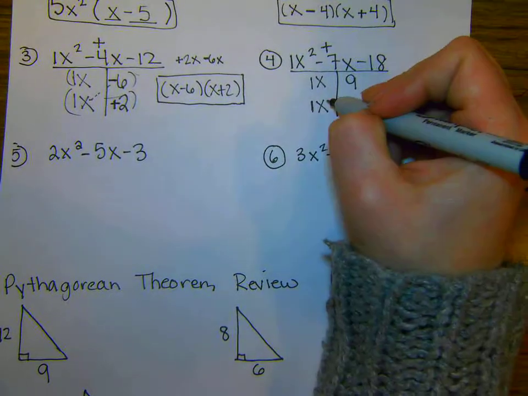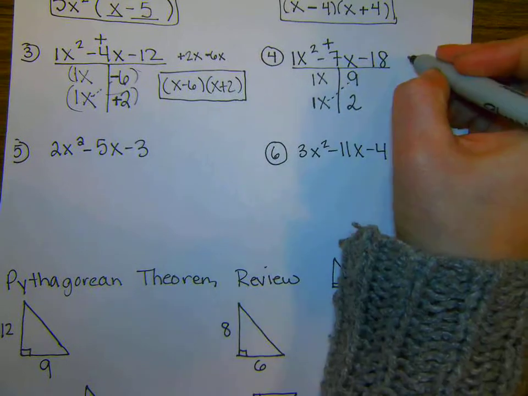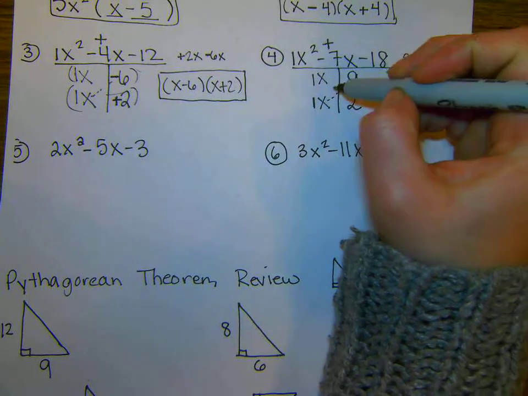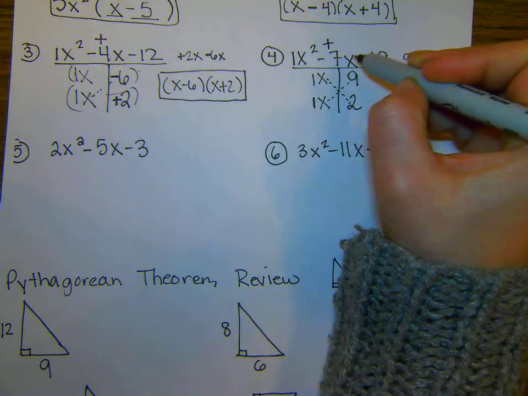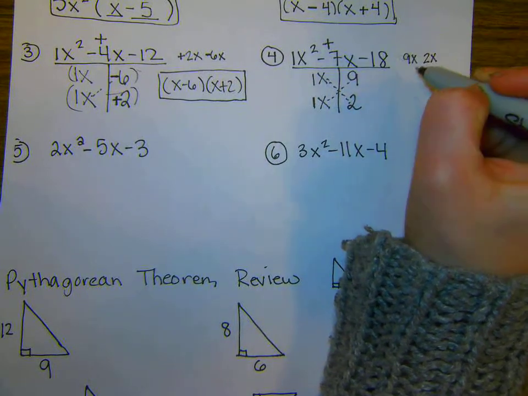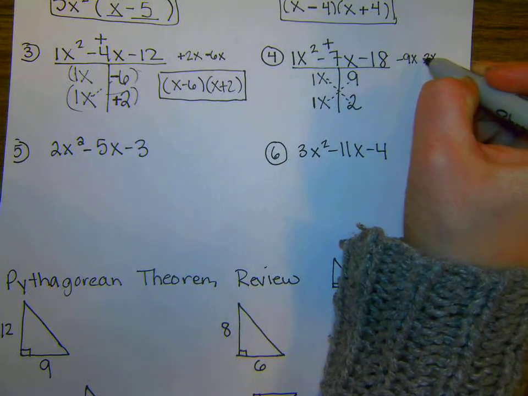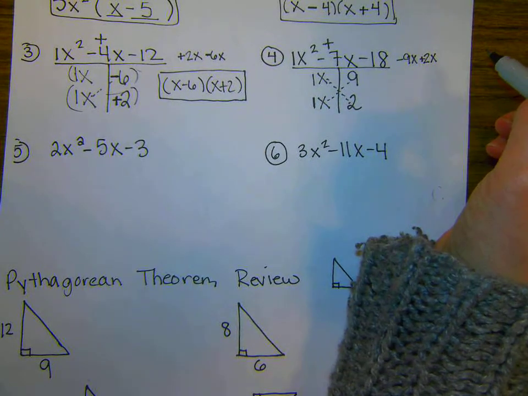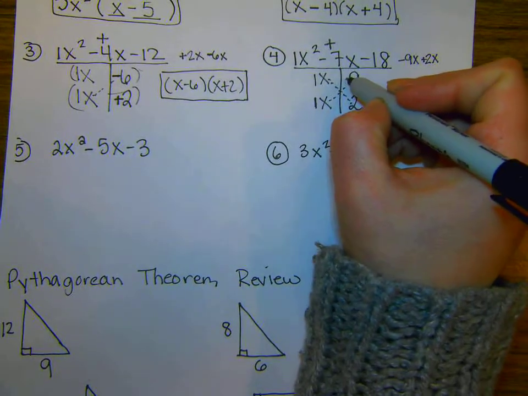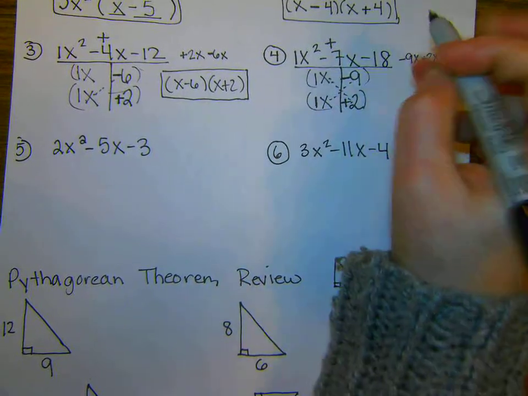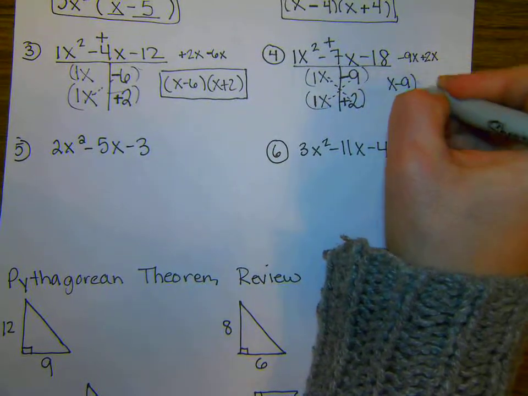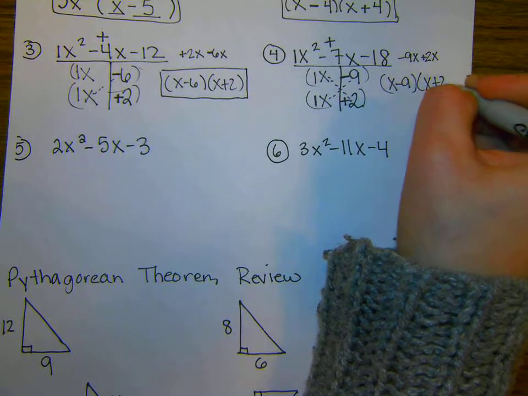So if I go like this, 9 times x is 9x. 2 times x is 2x. Is there any way they will add to negative 7? Well, the answer is yes, as long as the 9 is negative and the 2 is positive. So in this case, I would put the negative here and the plus sign here and then group straight across. And there are your two factors.